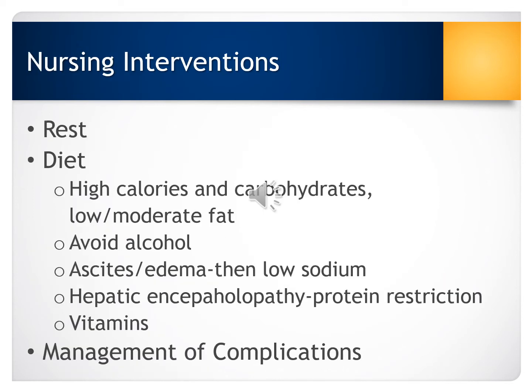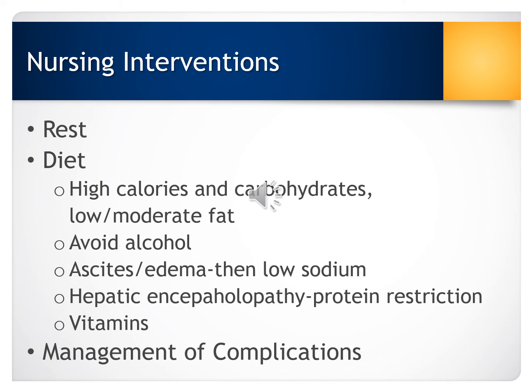Nursing interventions will include making sure the patient is able to rest while they still get some activity. The diet for a patient with cirrhosis without complications is a high-calorie diet, typically about 3,000 calories a day, with high carbohydrate content and moderate to low levels of fat.